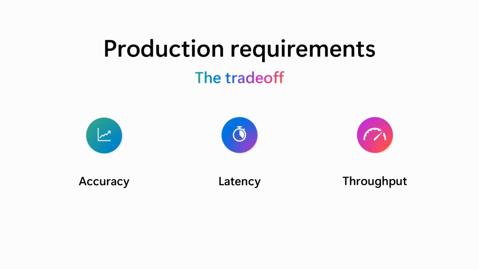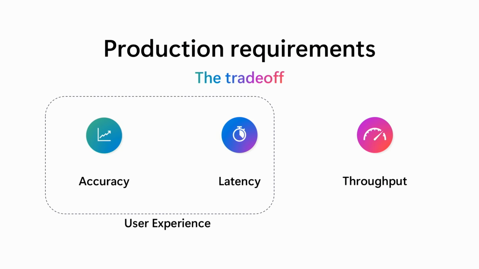If you take a step back and think about the problem space, when we're trying to ship a production model in our application, we tend to think about three key metrics. One is the accuracy of the model, because we want to deliver a good user experience, then the latency, and the throughput.